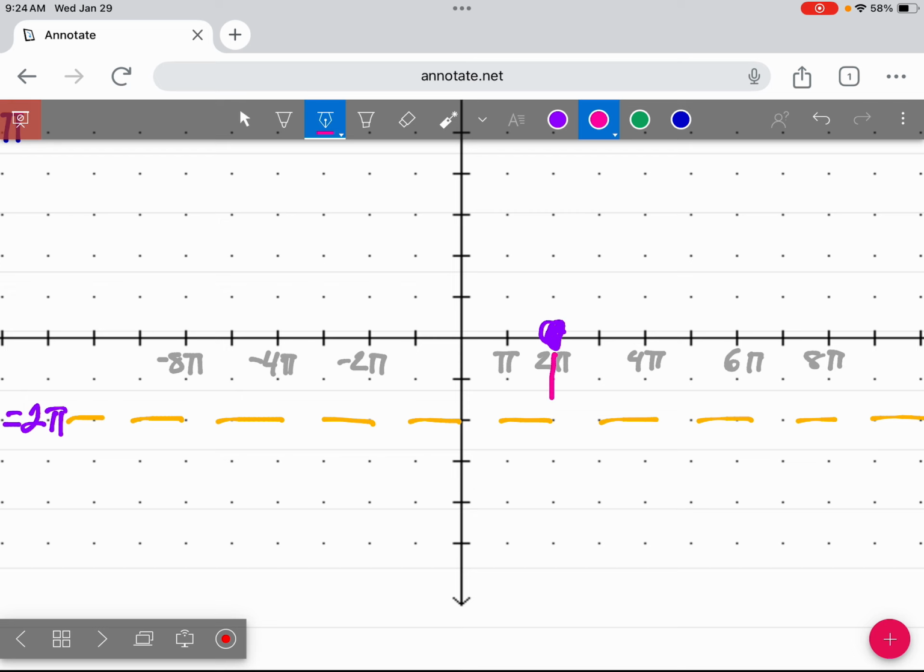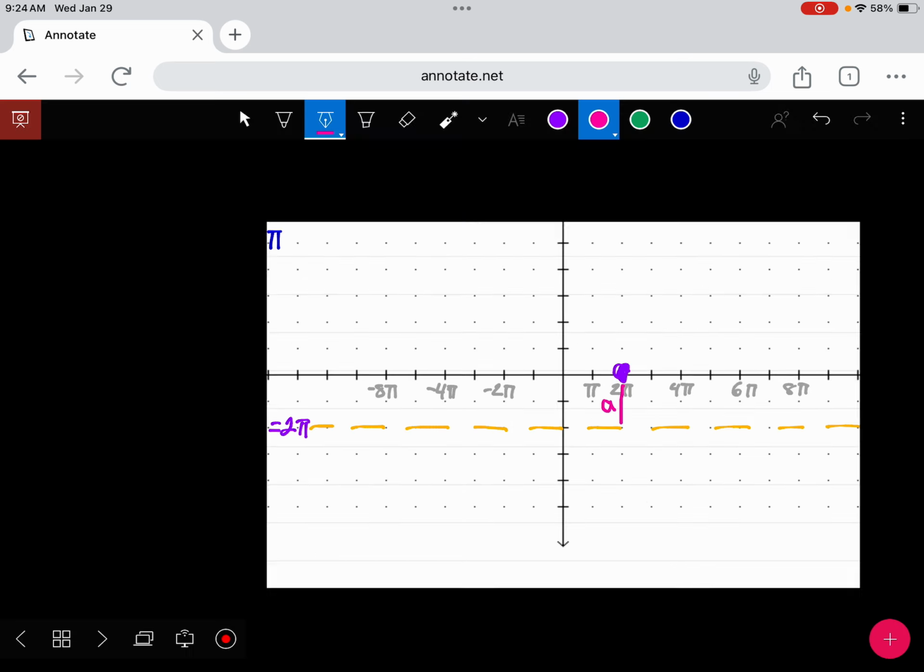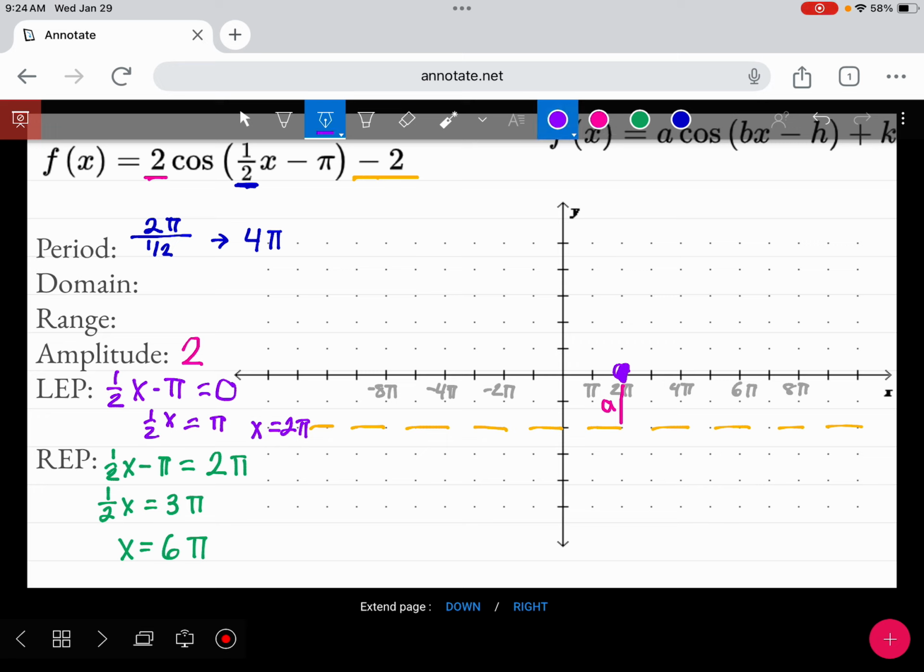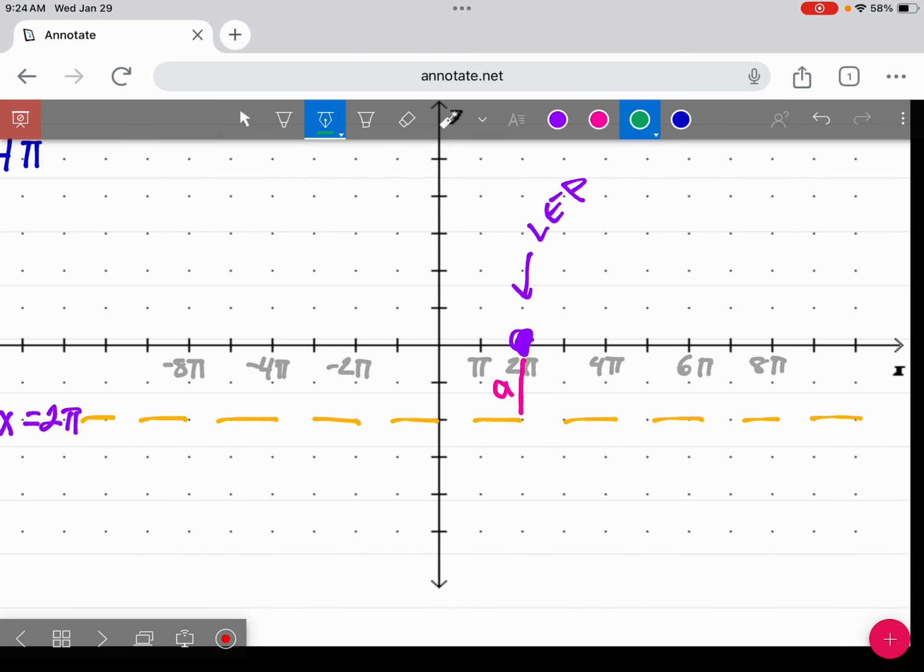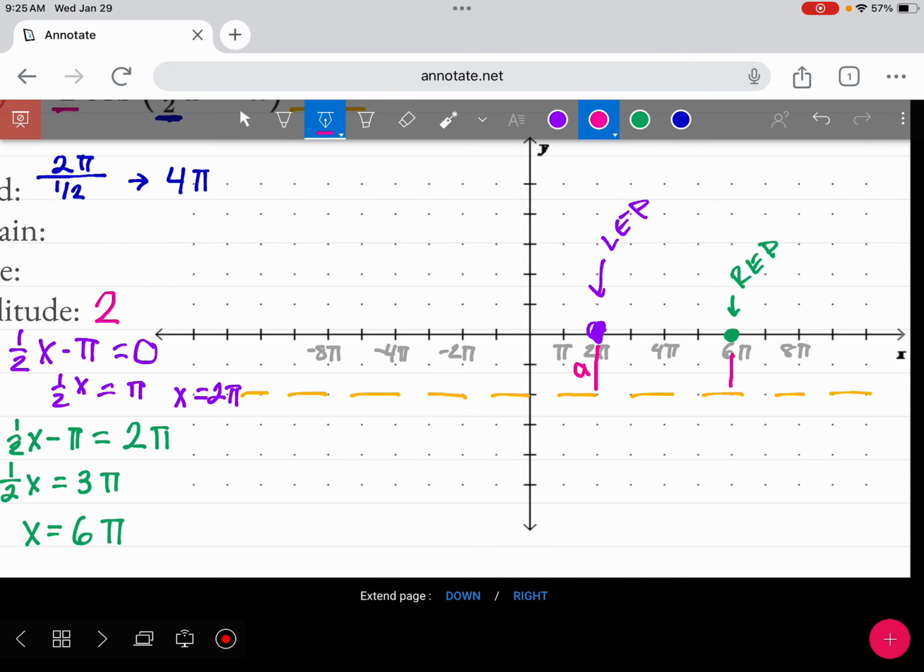We went up our amplitude. I'm just labeling it here so we see where that is. That's my left endpoint. That works, close enough. And so my right endpoint is going to be at 6 pi, and it is also at the same height. Remember, our endpoints are going to match. So this is also going to be up here. That's my right endpoint. That also is going up my A, the amplitude.